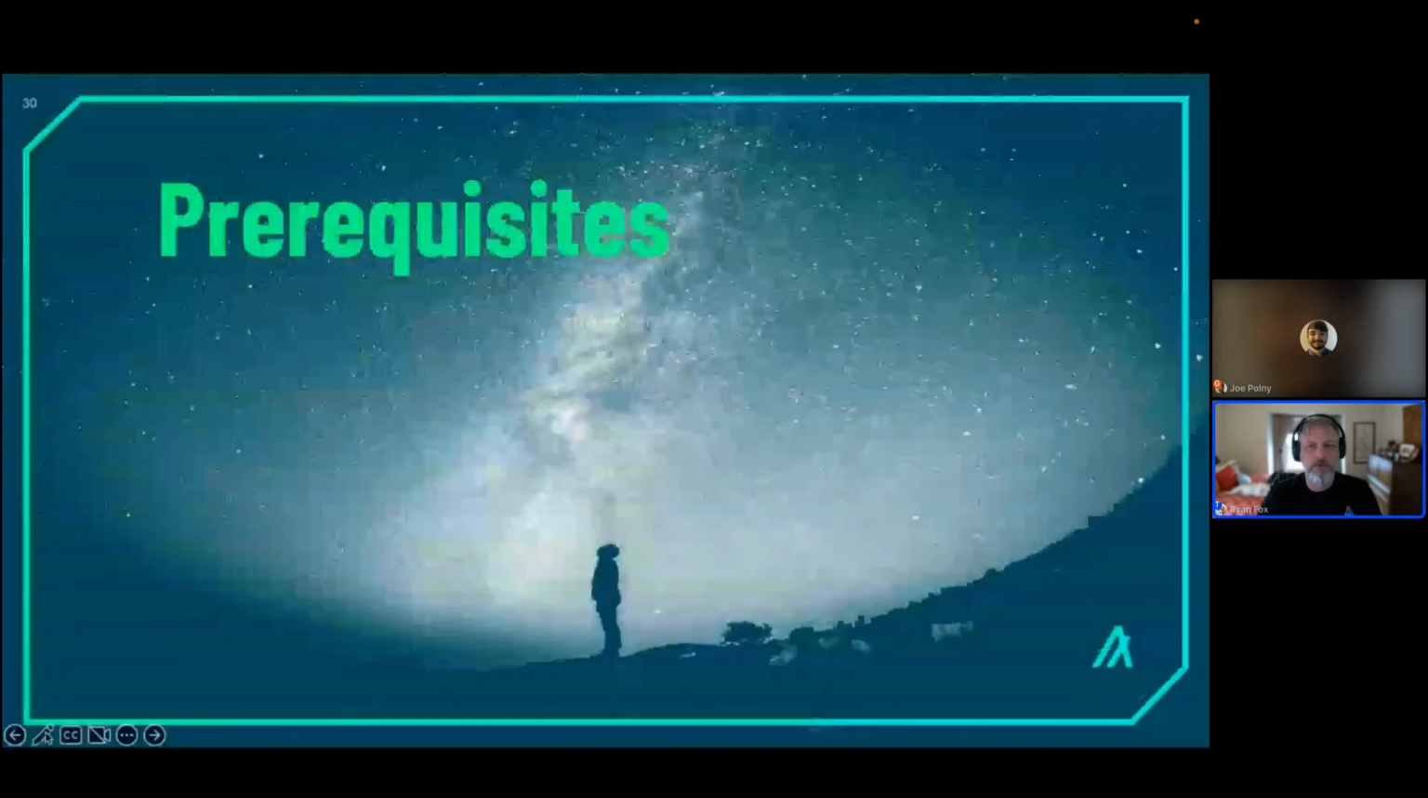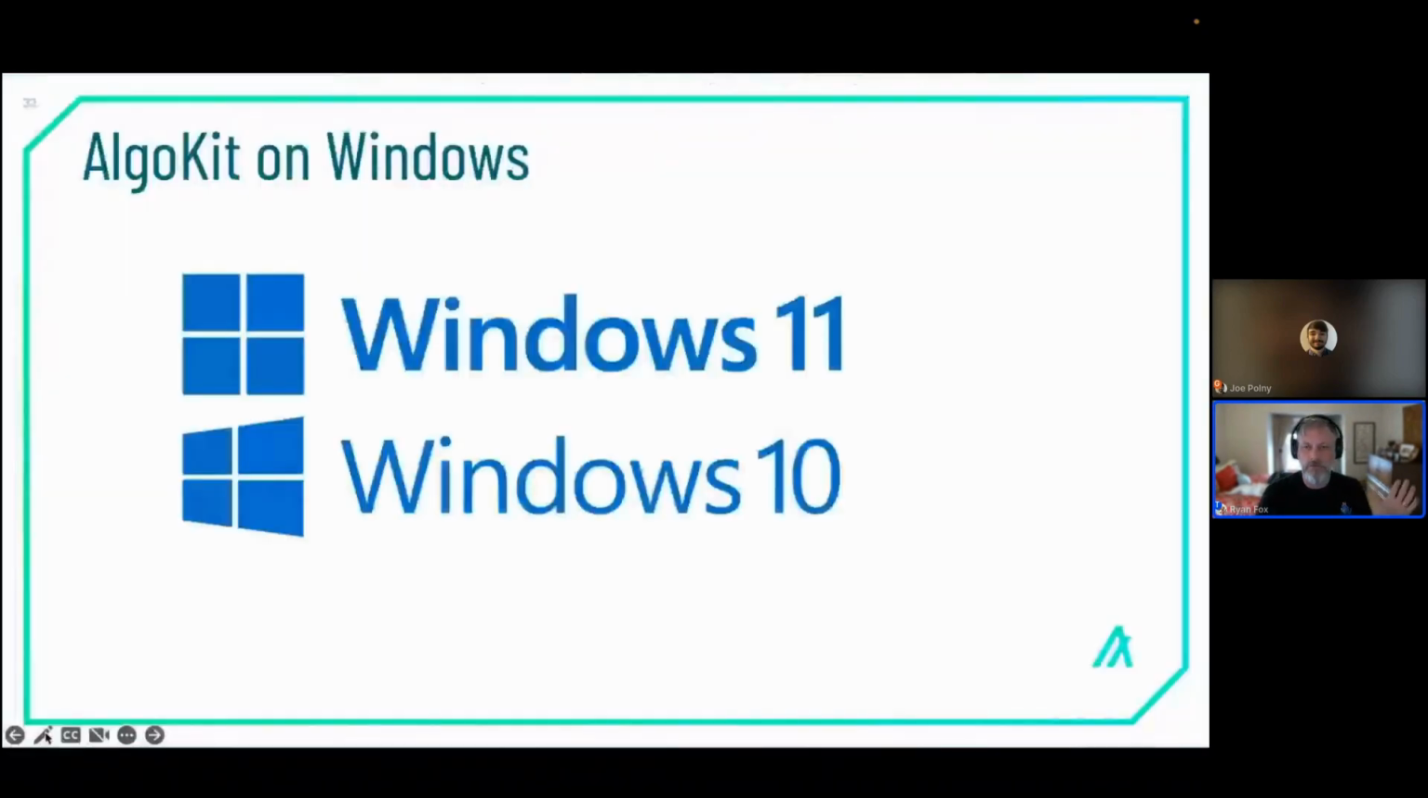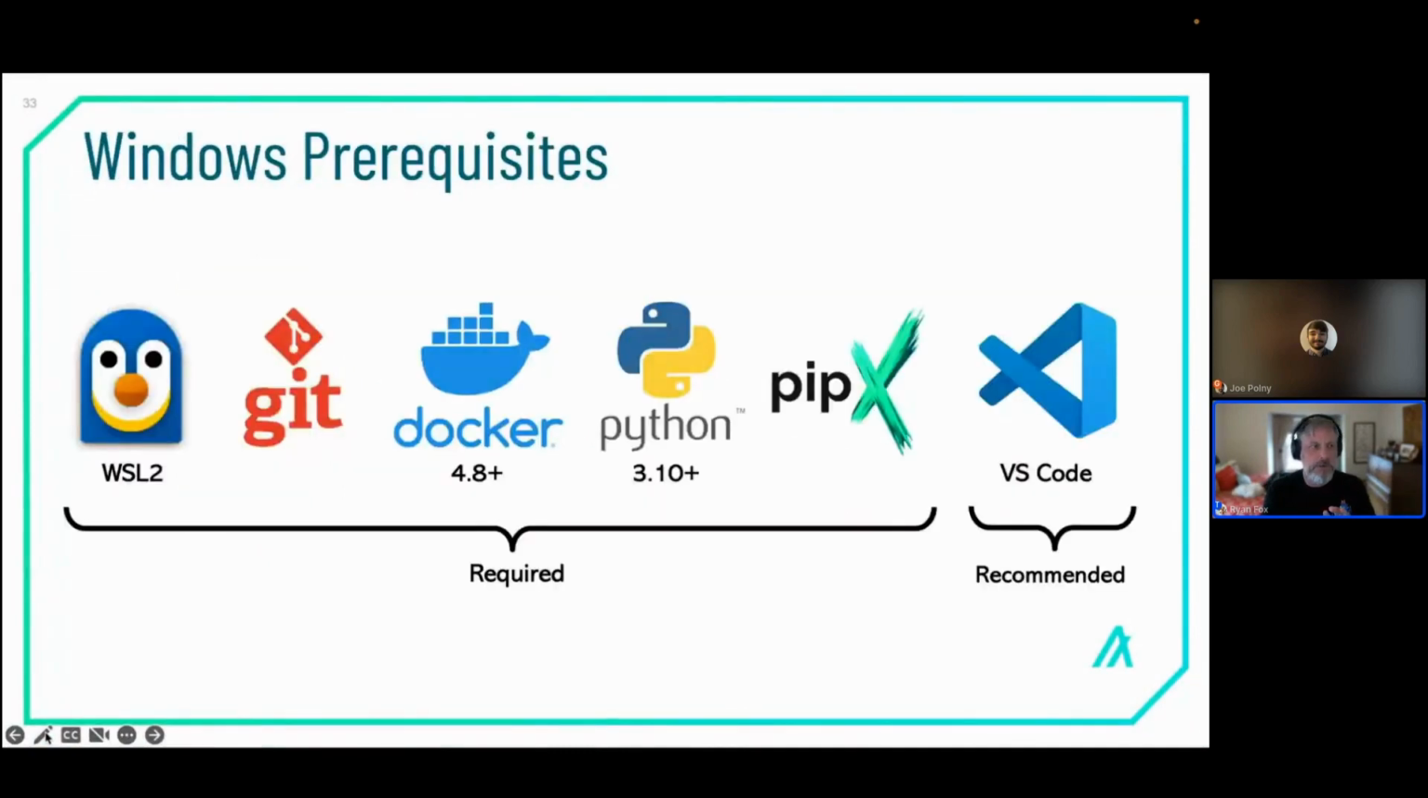Here we go. What are the prerequisites? If you are on Windows, you can use either Windows 11 or Windows 10 as long as you have Windows 10 build 19041 or higher. The prerequisites for Windows specifically are going to be Docker, Python, and then WSL2, Git, and pipx. So those are the required ones.